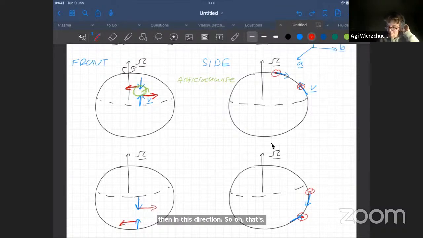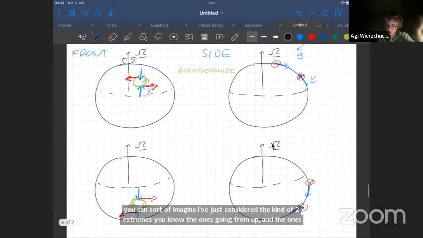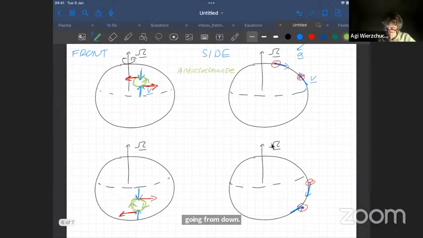So that's correct, right? If I had this circle of particles as you usually have in a hurricane, you can clearly see that it is going to turn clockwise. I've just considered the two extremes, one going up and one going down. But you can see that in the southern hemisphere, a hurricane would rotate clockwise.